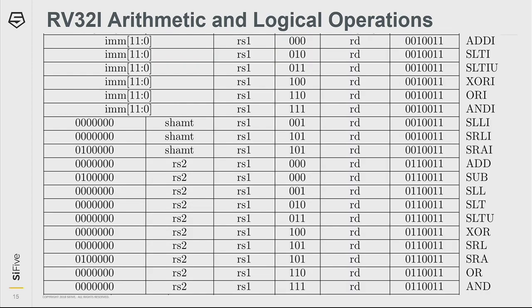So this is all of the RV32I arithmetic instructions on one page. Not a whole lot going on here. I don't intend for you to stare at this and get anything out of it. The point is that it's pretty simple, and you can see the regularity in the encoding here.